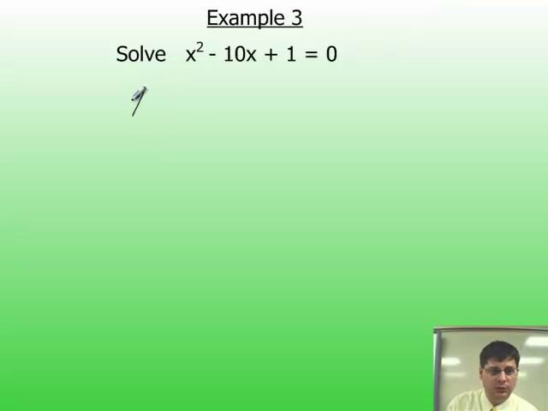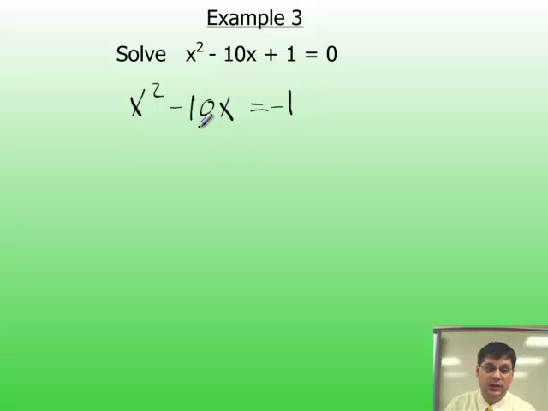And the first thing I want to do is set it up. So I'm going to subtract 1, because all I want is the a and b term. So the x squared and the minus 10x, and then equals negative 1. Now we'll complete the square.